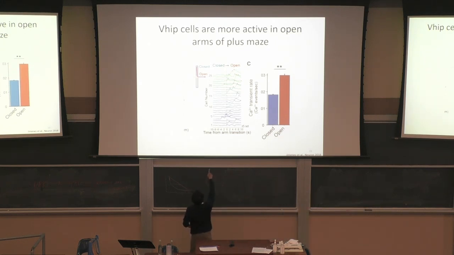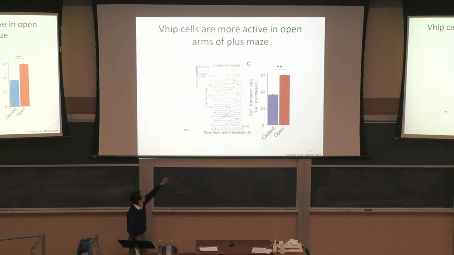And here they have some example traces of what happens when the mouse makes this trajectory of going from the closed arm to the open. So he starts in the closed arm here at minus 10 seconds, and then at second 0 he enters the open arm, and then he continues into the open arm up to second plus 10. And you see that most of the cells show higher activity, which are more peaks, which represent higher GCaMP fluorescence, when the mouse just entered or is about to enter the open arm. So these are example transitions.